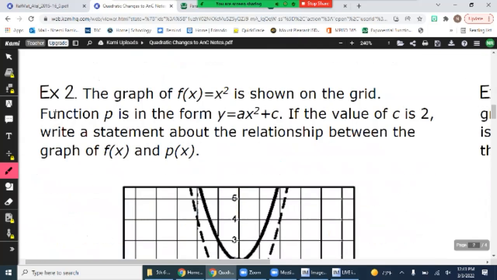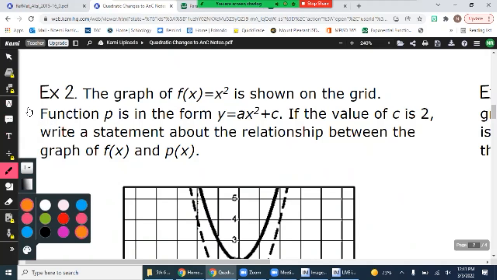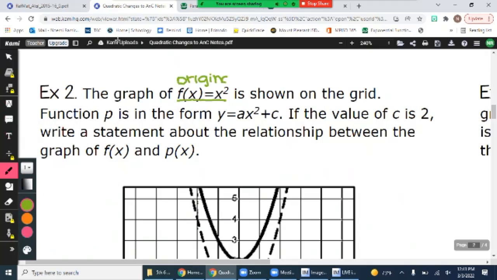Now, this is the way these problems are going to be worded. It says the graph of f of x equals x squared is shown on the grid. F of x equals x squared, that is my original function. That is my original parabola, the dotted line. So I'm just going to write original here, just so you know it's original, but from then on, I'm going to just use the number 1. It's always a dotted line, f of x. Go ahead and label it on your graph, f of x.